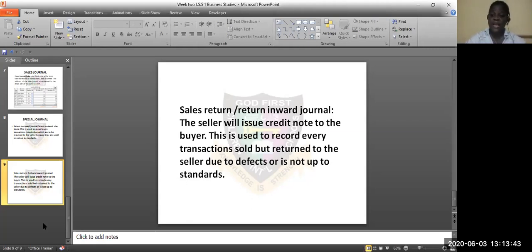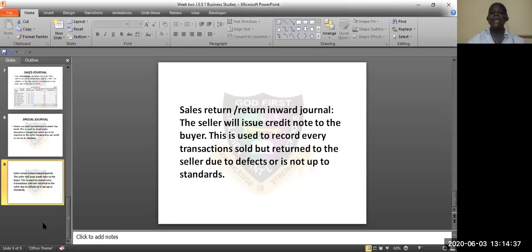The next one that we are going to look at is sales returns or return inward journals. I gave you an illustration of the return outward journals the other time, that it is related to the buyer. But in the case of sales returns or return inward journal, it is the seller that it is related to. The recording will be done by the seller. And before the recording is done by the seller, the buyer must have returned the goods and have it recorded in the return outward book. Then the seller will in turn record it in the return inward journals to have a record track that he has sold out certain goods.